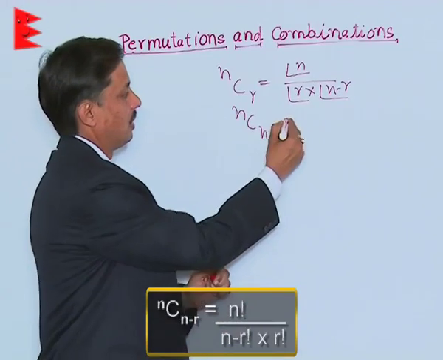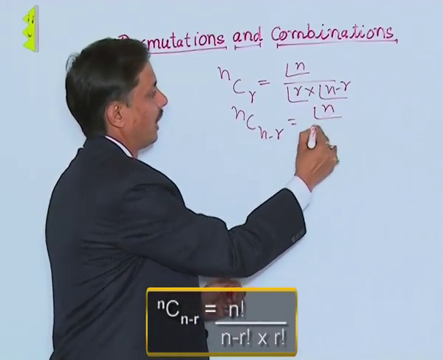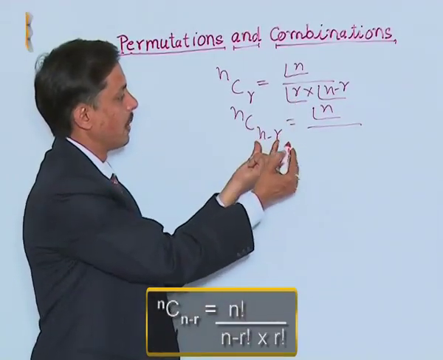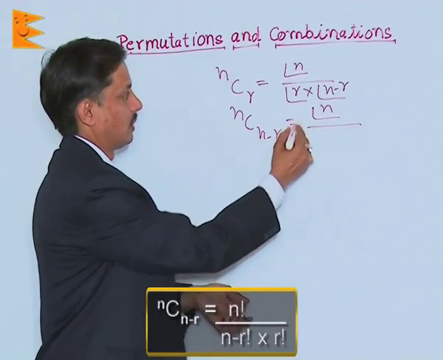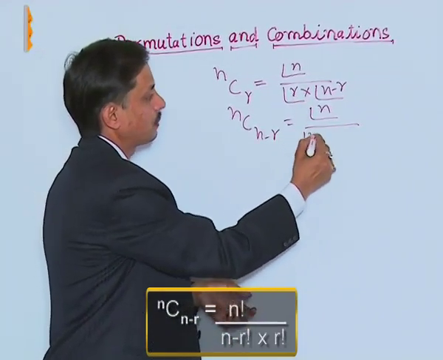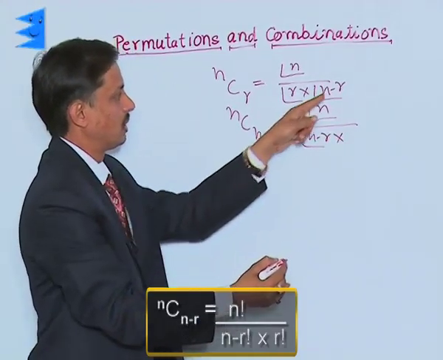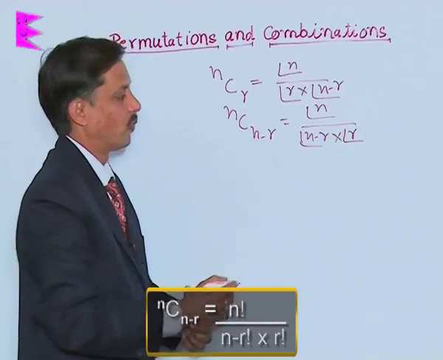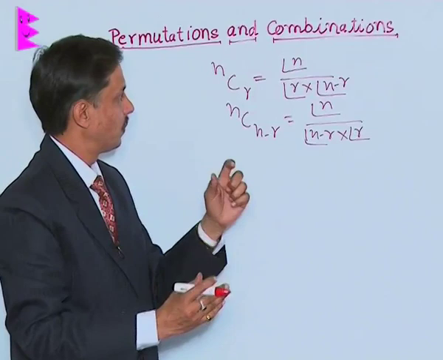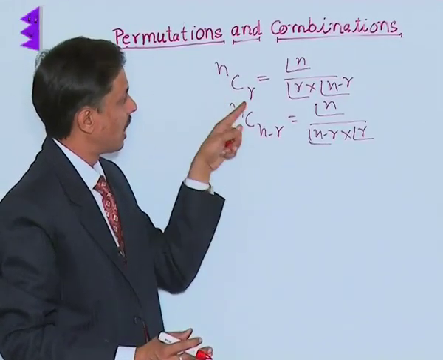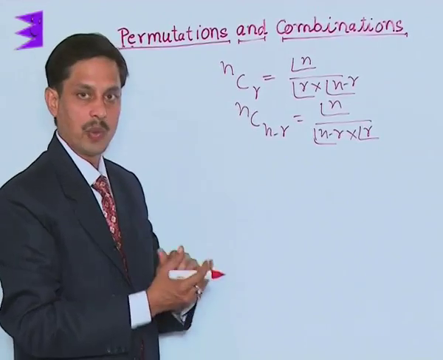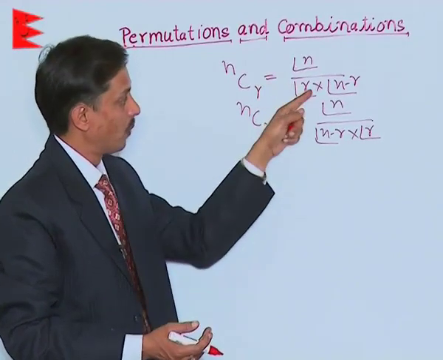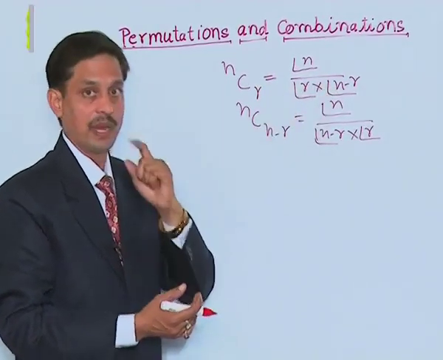nC(n minus r) is the same result: factorial n upon, in place of r in the denominator of the first result we will supply n minus r. So this will be replaced by n minus r, and in place of this r if we write n minus r, then n minus (n minus r) will reduce to factorial r. So what is the first result? The selection of r objects out of a group of n objects, formula nCr, is given by factorial n upon factorial r into factorial n minus r.